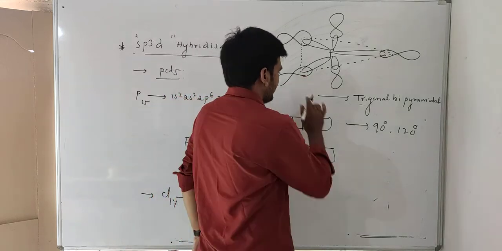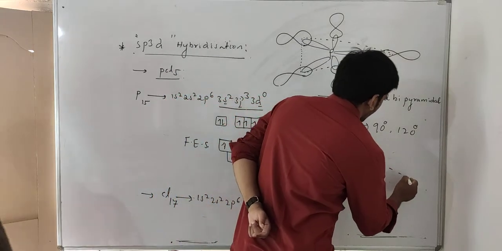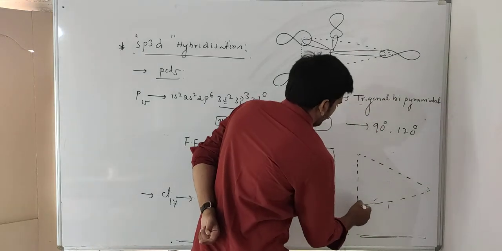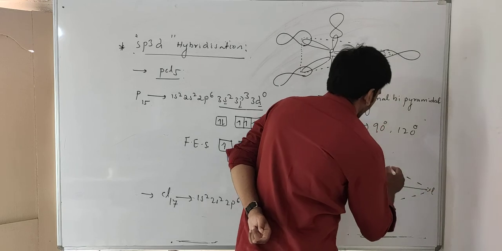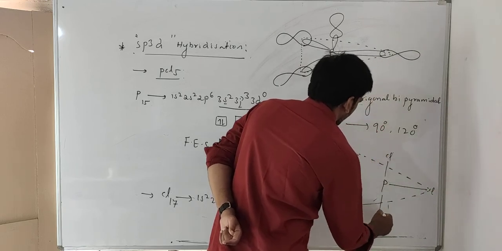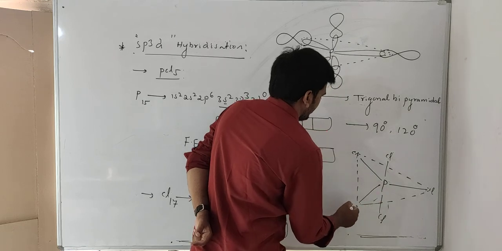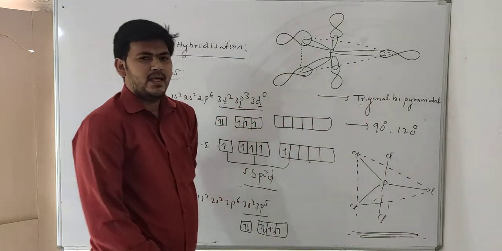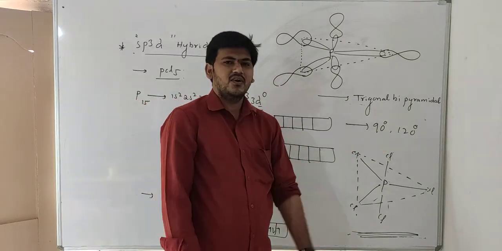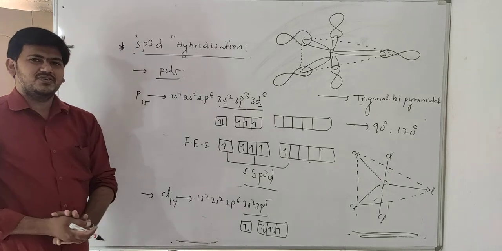So finally, the structure is very simple. The central atom phosphorus, 5 chlorine atoms: first chlorine, second chlorine, third chlorine, fourth one, fifth one. The shape of the molecule is trigonal bipyramidal, and the bond angles are 90 degrees and 120 degrees. So this is SP3D hybridization.